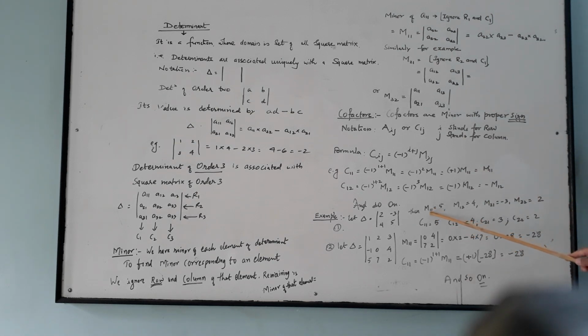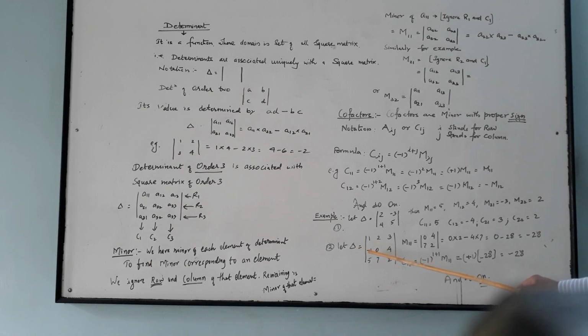Since 1 plus 1 is even, minor and cofactor will be the same. In this case also, minor and cofactor are the same because 2 plus 2 is even. But 1 plus 2 or 2 plus 1 are odd: 1 plus 2 is equal to 3, and 2 plus 1 is also equal to 3. M12 and C12 will have opposite sign. M12 is equal to 4, then C12 is equal to minus 4. M21 is equal to minus 3, then C21 is equal to plus 3.